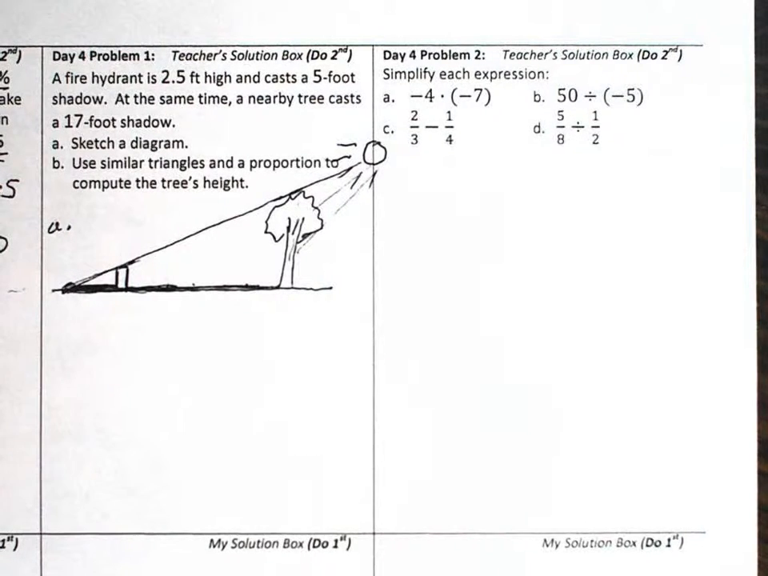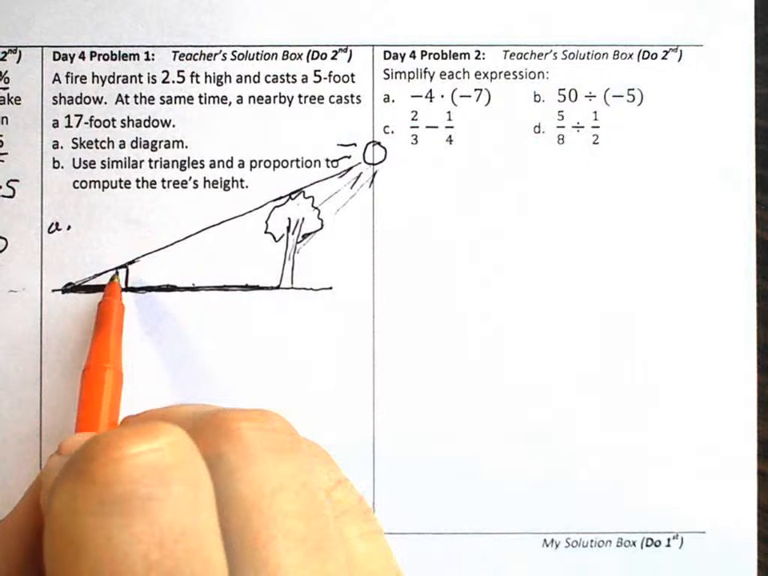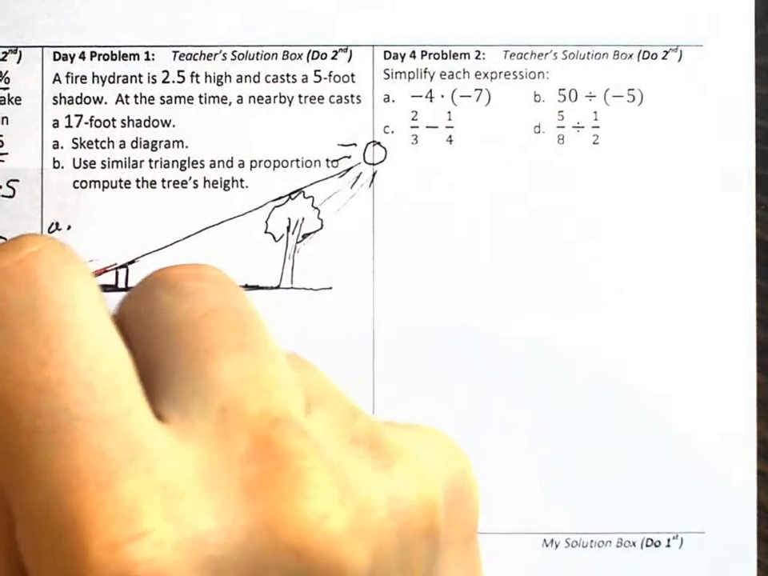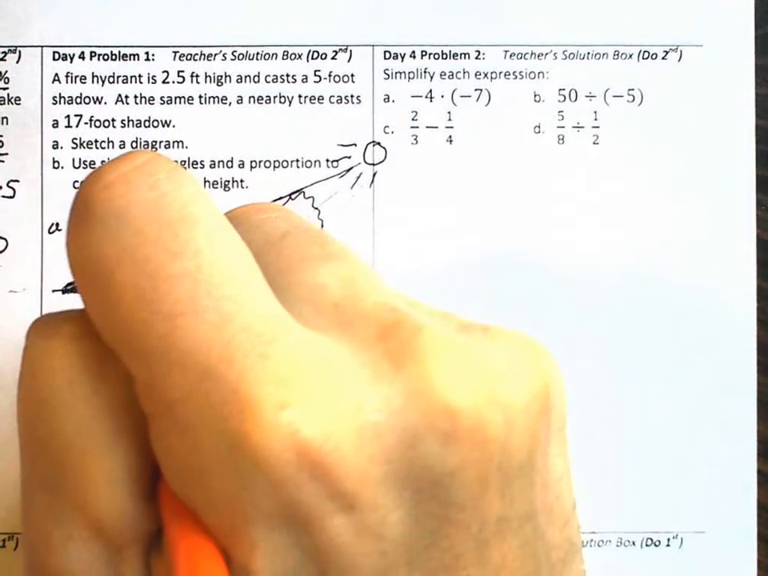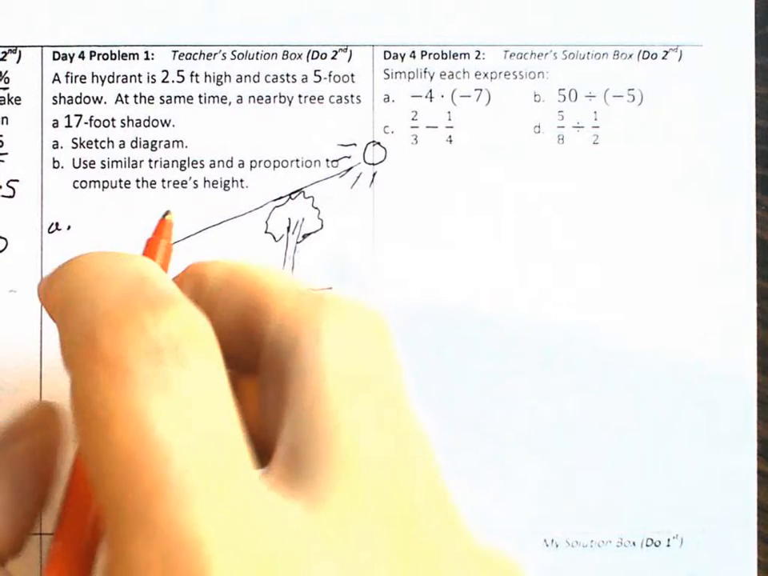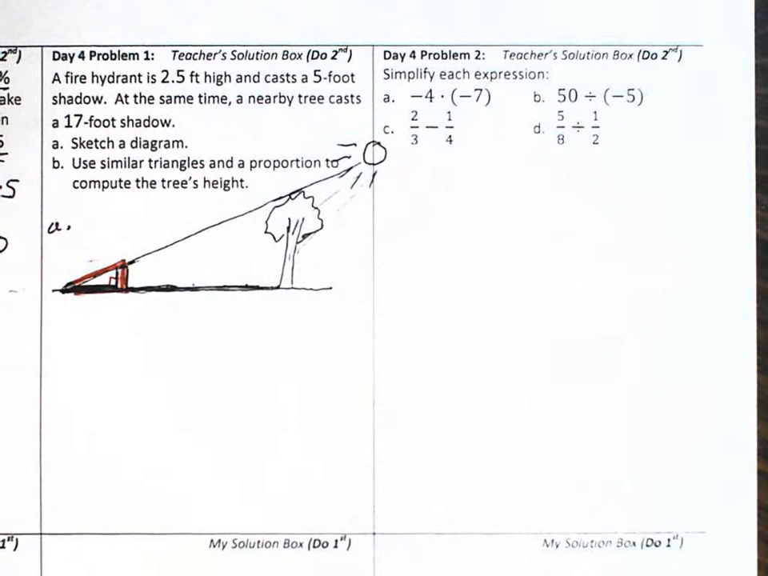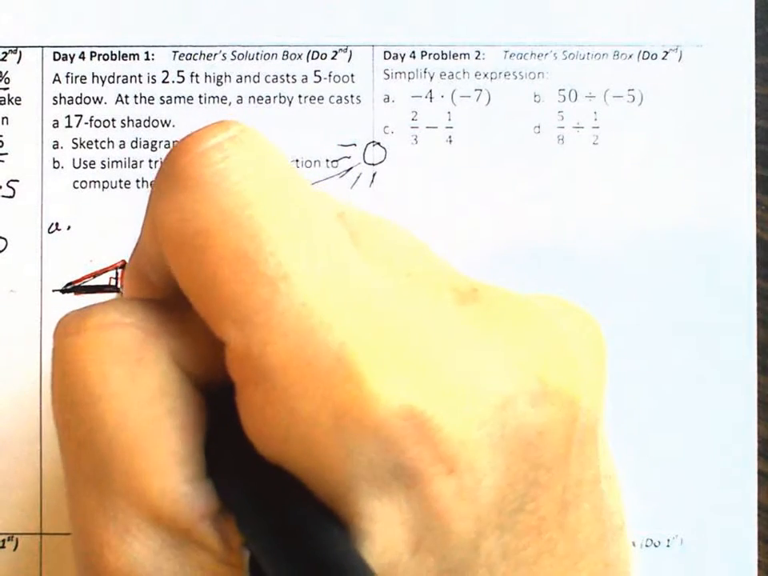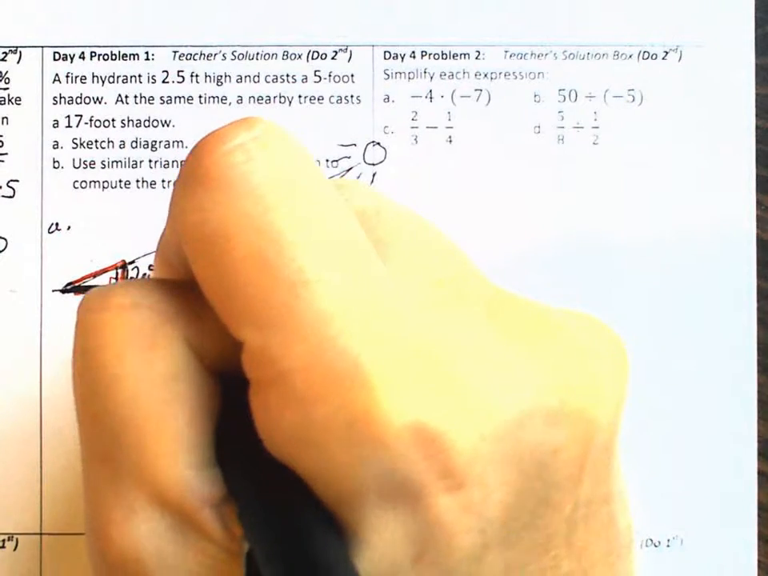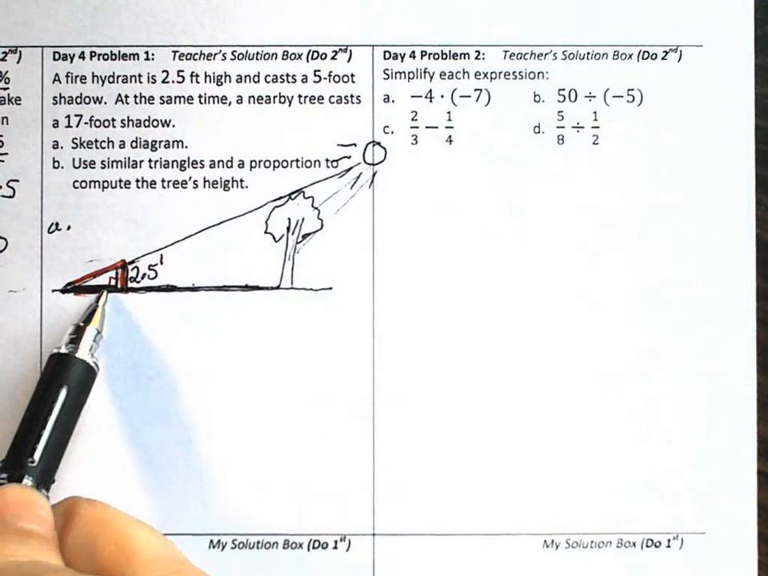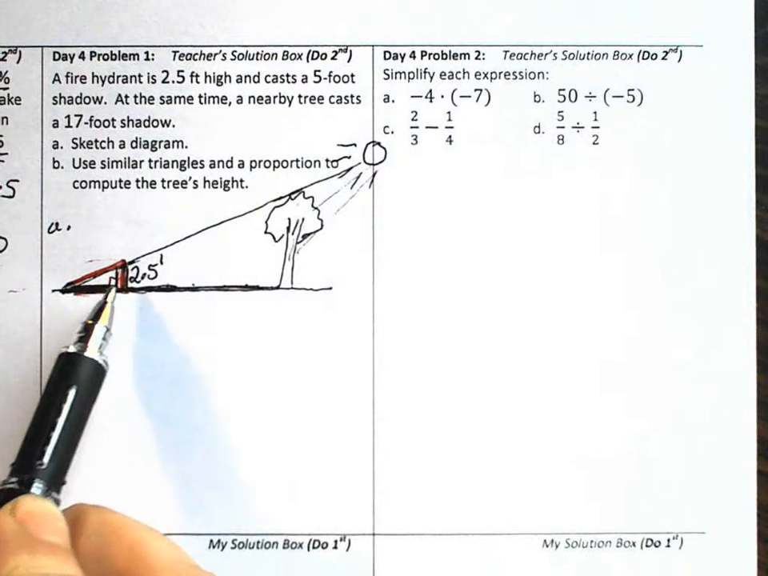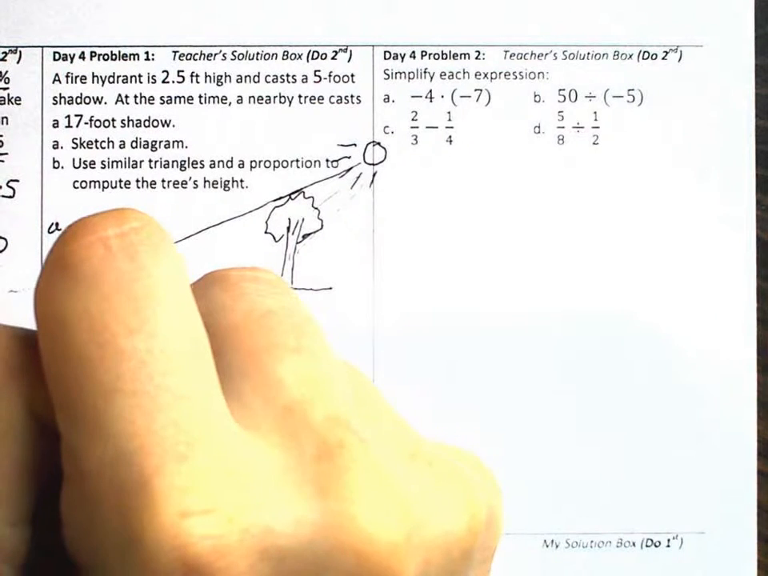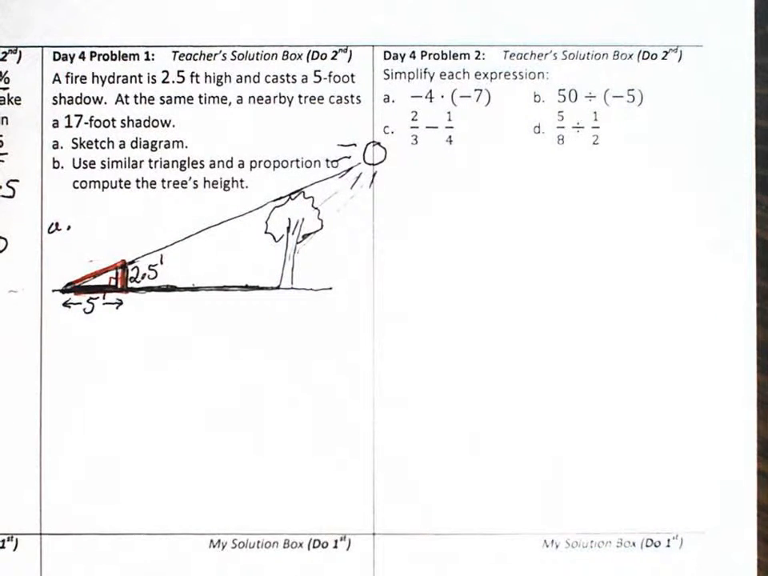There are some triangle shapes, specifically right triangles. If we focus our attention here at the fire hydrant, we're able to see a small right triangle shape, like this, with a 90-degree angle in the corner. We're told that the fire hydrant is 2.5 feet high, so this side of the triangle is 2.5 feet. And we're told that the shadow on the ground for the fire hydrant is 5 feet long. And so from here to there is 5 feet.